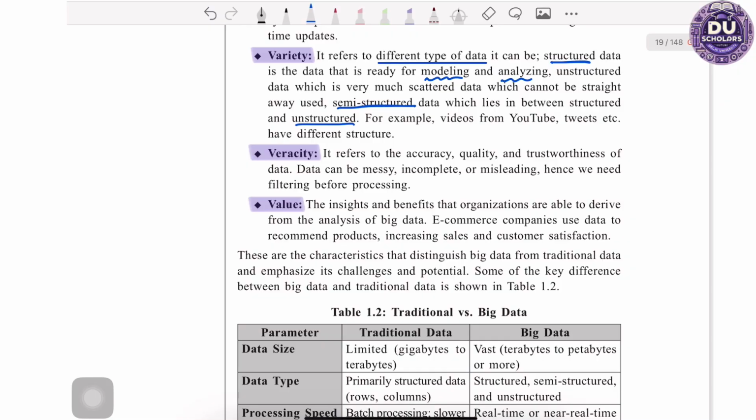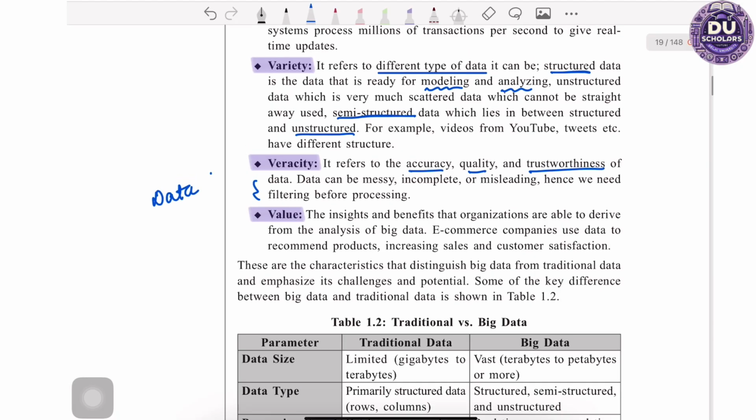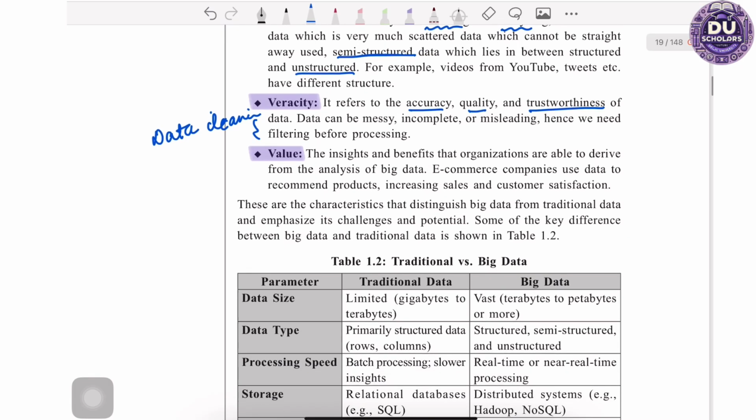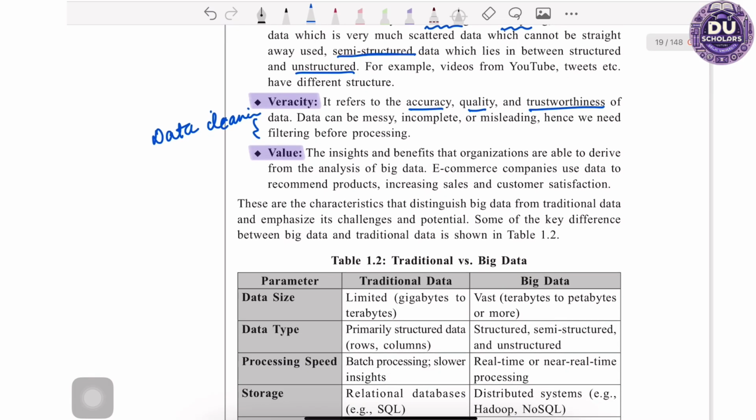So talking about veracity, it refers to the accuracy, quality, and trustworthiness of the data, right? The data can be messy, incomplete, or even misleading, hence we need filtering before processing. So data needs to be cleaned before doing the analysis part. We even talked about this in our last video. So it's very much connected. I am recommending you to visit that video and understand each and every concept there.